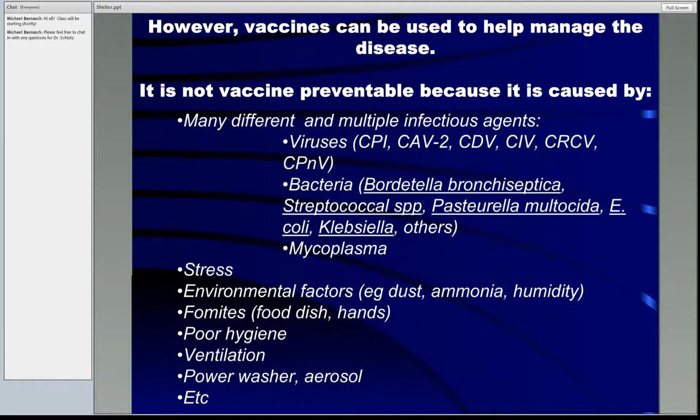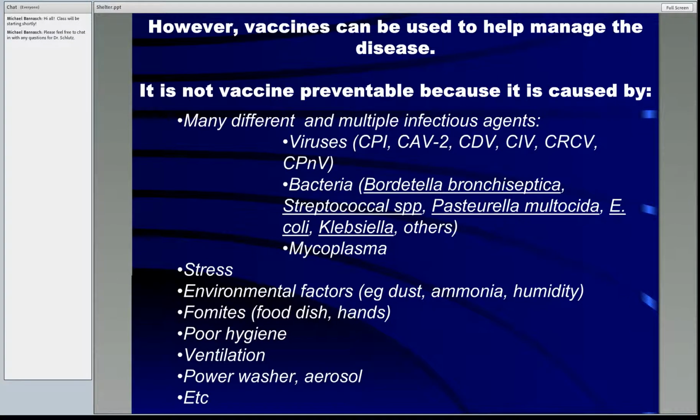So, stress. And boy, if I could make an anti-stress vaccine, I would get rich and wouldn't have to be here lecturing today. I could probably be going somewhere to get rid of my infectious respiratory disease complex. Environmental factors like dust, ammonia. Ammonia has a significant effect on ciliary activity of the respiratory tract, and that can make it worse. Humidity, fomites, food dishes, hands transmitting these agents.